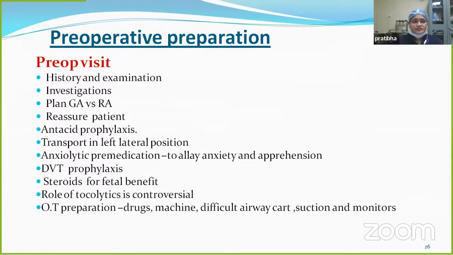Coming to the preoperative preparation, at the preoperative visit, careful history and examination should be taken, with adequate required investigations. Plan the anesthesia, whether general or regional, and reassure the patient by explaining all the techniques we are going to use. Give antacid prophylaxis, and transport the patient in a left lateral position due to supine hypotension and aortocaval compression syndrome. Give anxiolytic premedication to allay anxiety and apprehension, and DVT prophylaxis, most commonly with low molecular weight heparins. The role of tocolytics is controversial. OT preparation with drugs and suction should be ready.